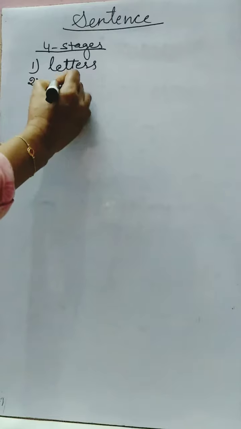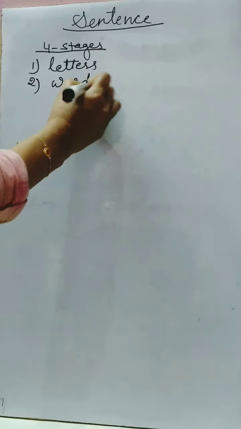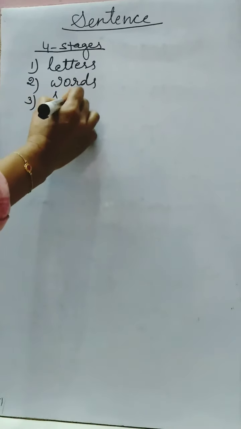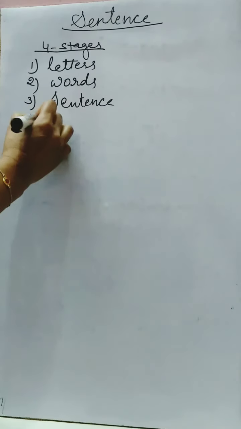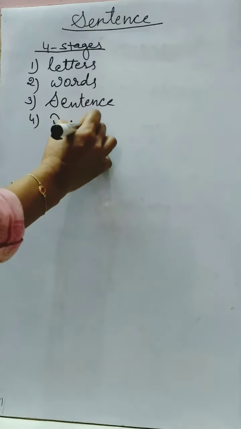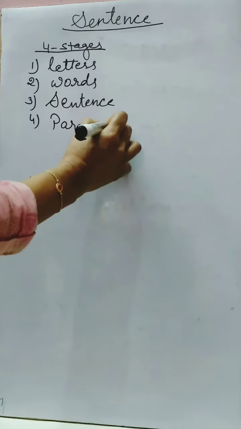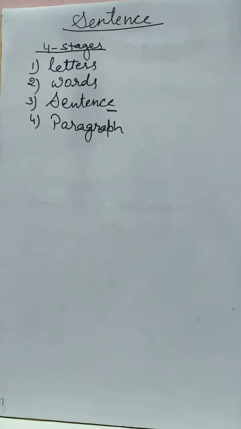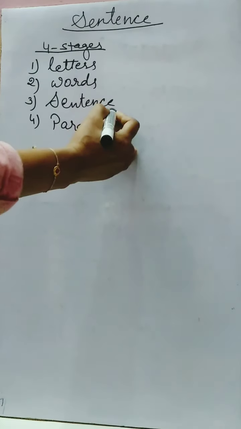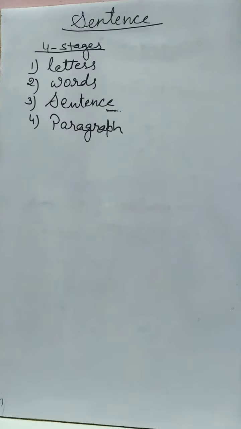Number one is to know about the letters. Number two is the words. Number three is the sentence. And number four is the paragraph, in which sentence plays the main role in any language.